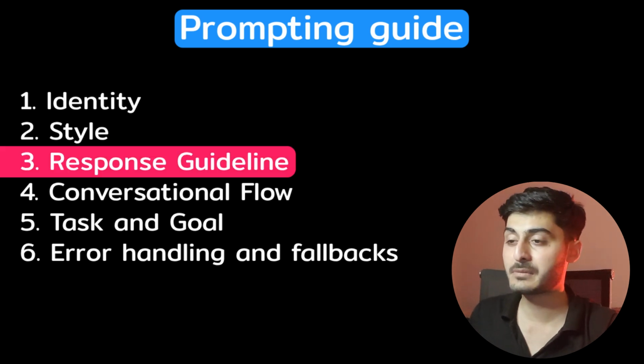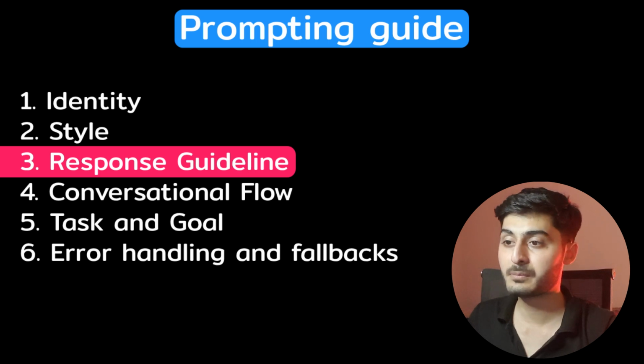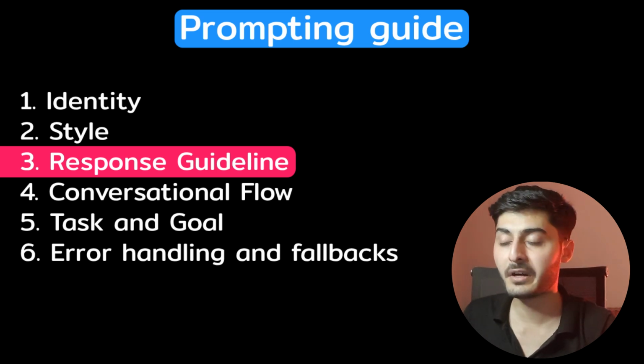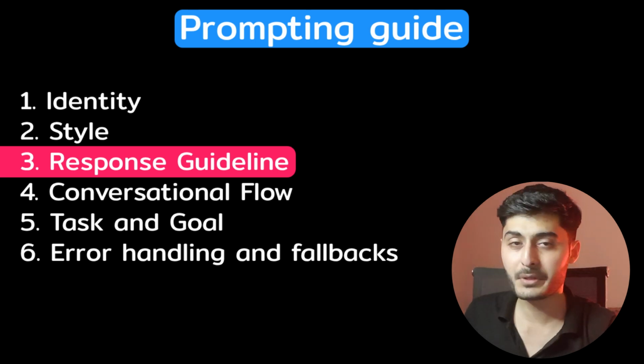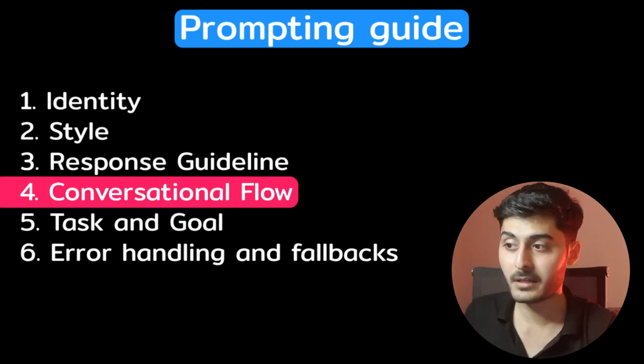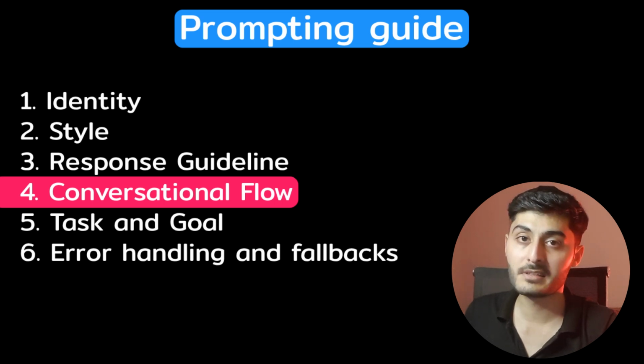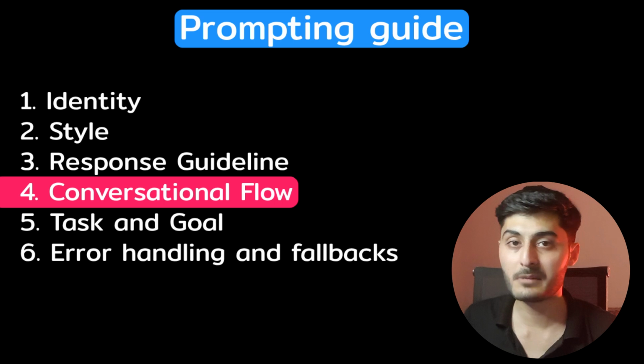Then comes the response guideline. In the response guideline, you have to define how it should handle the customer responses and different situations. Here you can also define how it should handle tough or challenging customers. Now comes the conversational flow. This is the most important part of this prompt. Here you have to define the steps in which the conversation should flow. This step is important because it helps the AI agent to avoid hallucination.